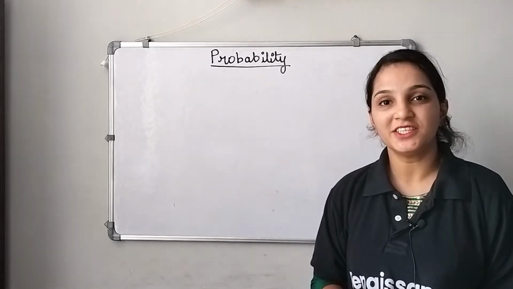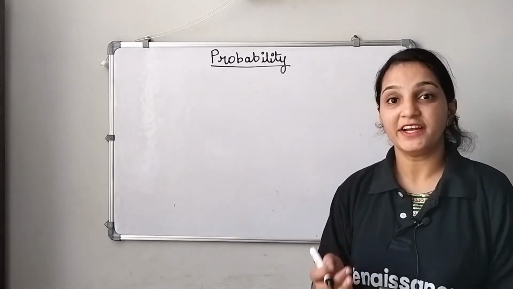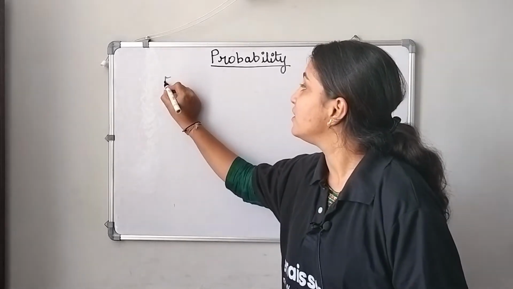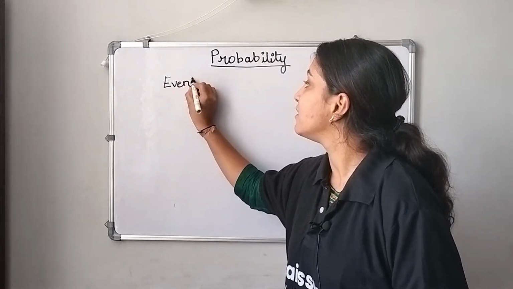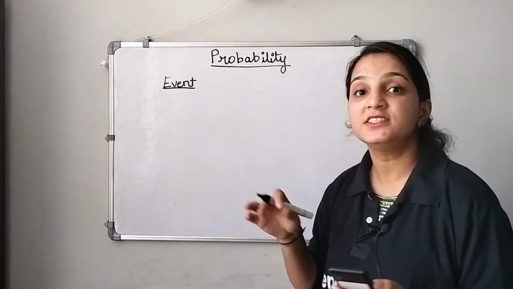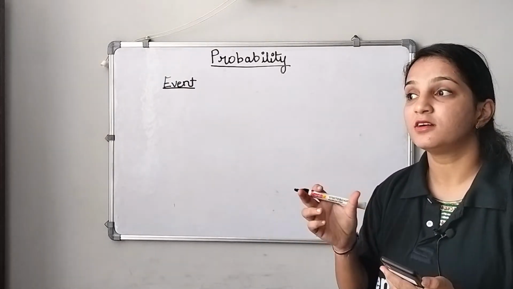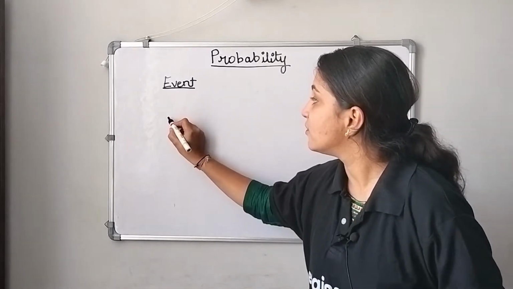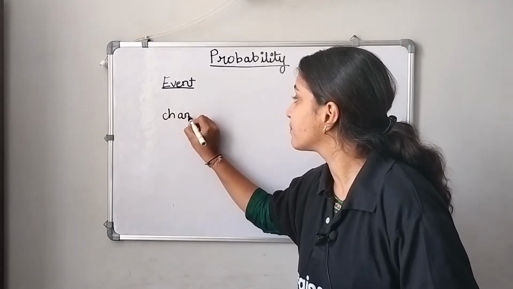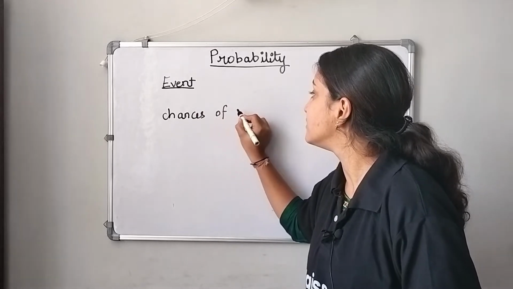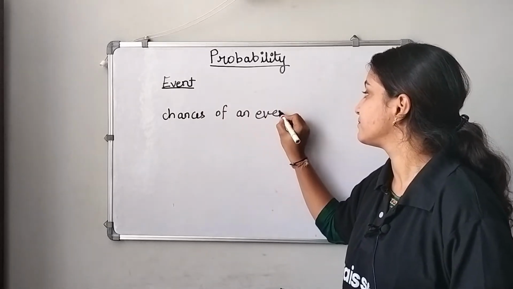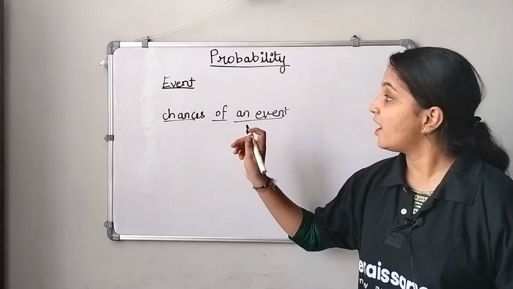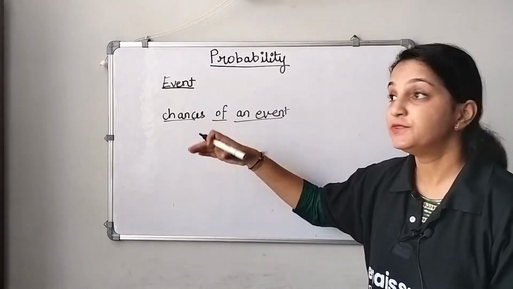Probability is an interesting topic. Here we find the outcomes or chances of an event. Now, event. Event is the experiment or an activity that is happening. Then chances of an event are the outcomes which we get from the event.